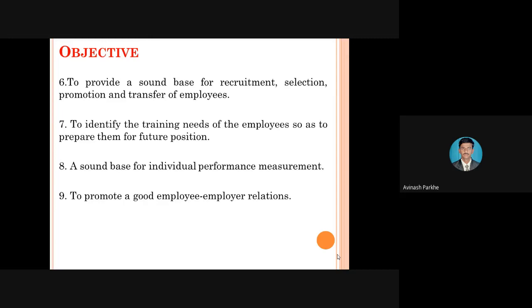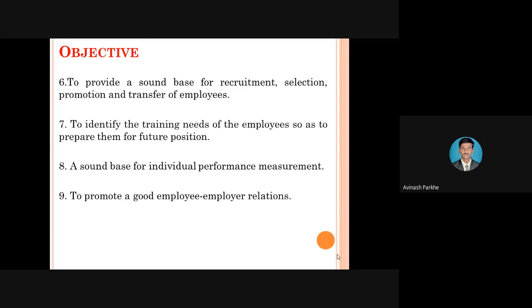And then transfer of the employee. Sometimes we have to transfer a worker from one industry to another, or from one plant to the second, third, or fourth. Like that, transfer also takes place. At that time, during the transfer process, the concept of job evaluation also plays a very important role.